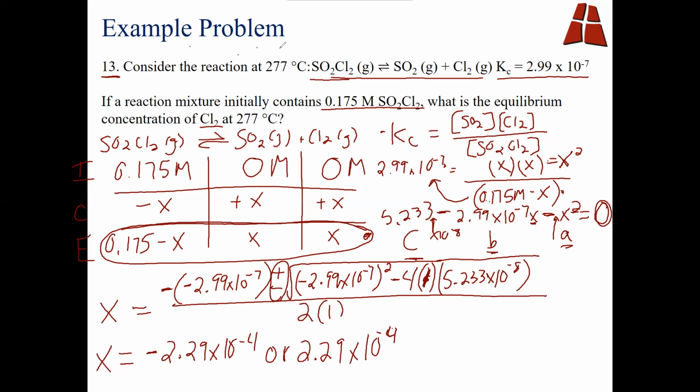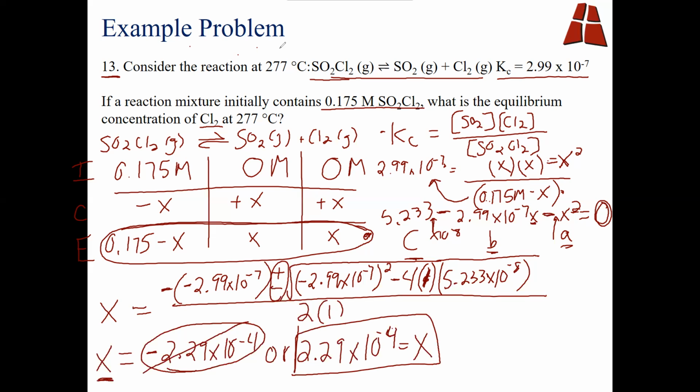Negative fourth still, sorry. So we essentially have a positive and a negative value. Because x represents a real thing, our concentration, we know that we can't have a negative concentration. And so this first answer, this negative value, is going to be essentially non-logical. So we know that our answer for x is going to be this 2.29 times 10 to the minus 4. Okay? That is what x is equal to.